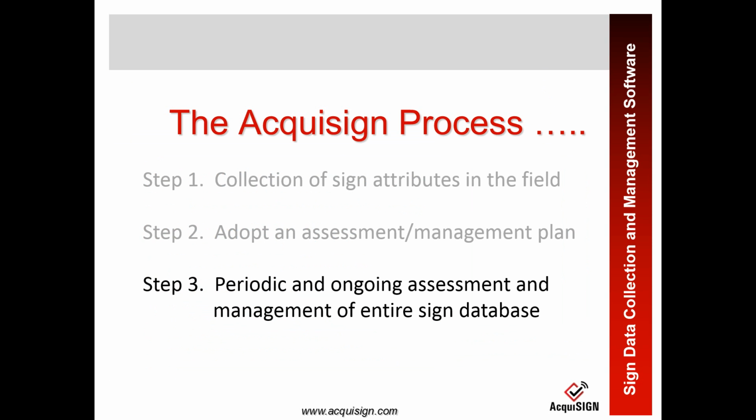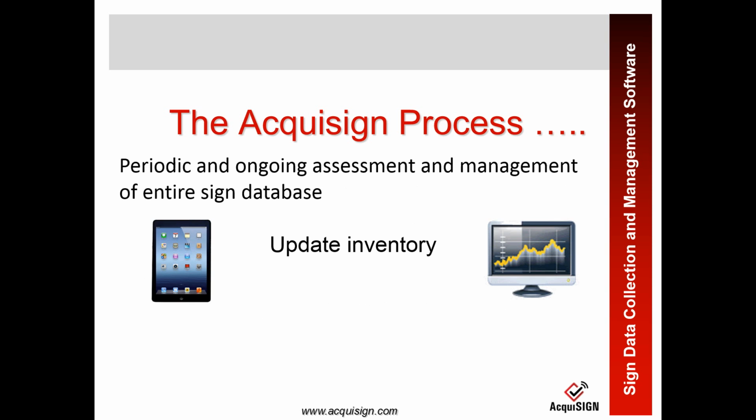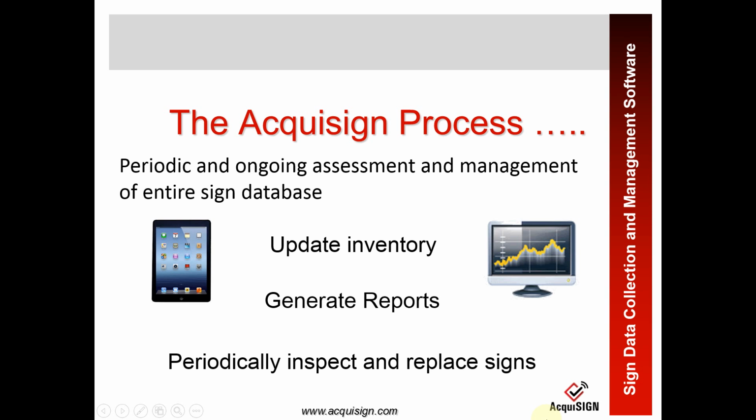The third step in the AcquiSIGN process is a periodic and ongoing assessment and management of the entire road sign database. With AcquiSIGN, using the iPad or any laptop computer with internet access, a user can update inventory, generate reports, or periodically inspect and replace signs.